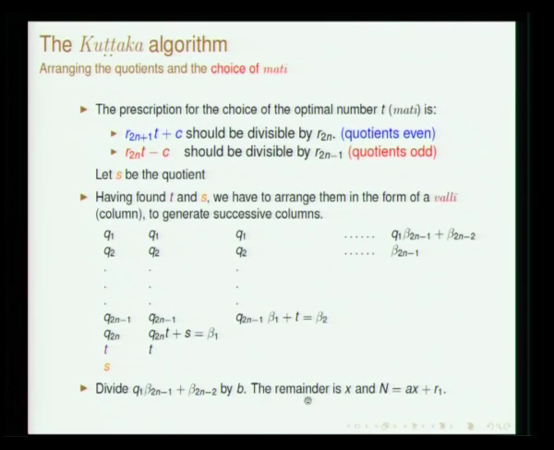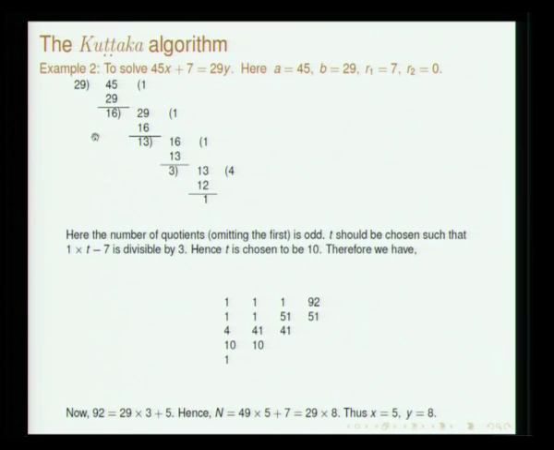Okay. We wanted to find out x and y. So, he described a certain process and he says after you reach these 2 numbers, you make the product of the last number with B, and when you divide that, whatever remainder you get is basically your x. Okay. And n is equal to Ax plus R1. So, let us take an example.